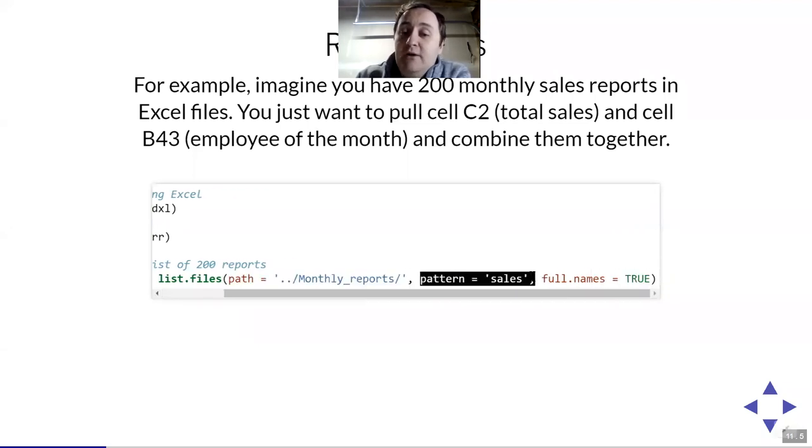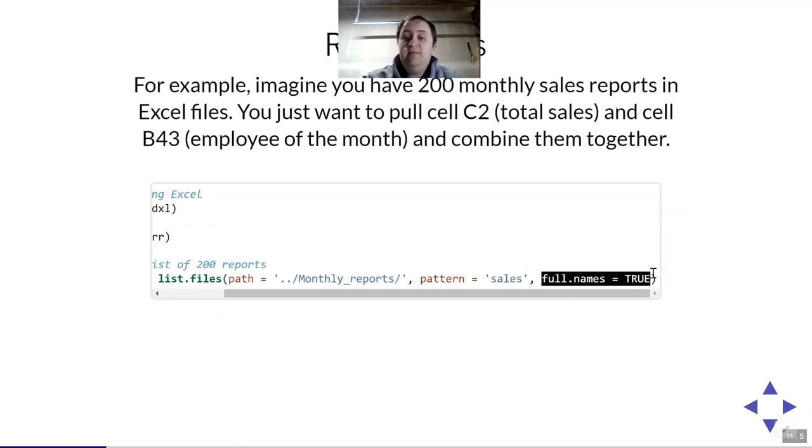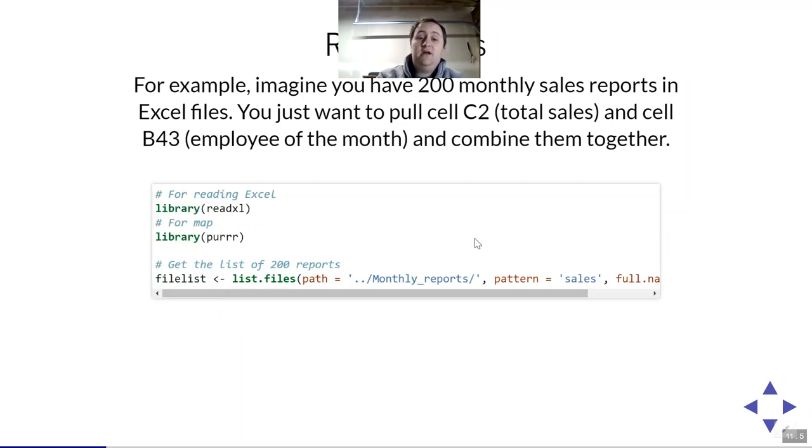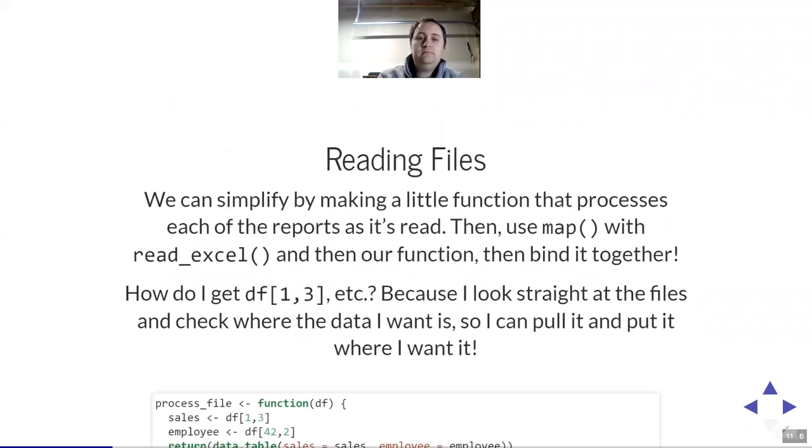I'm going to tell it to look for a pattern. Maybe there's multiple files in there, but I only want the sales report. So I'm going to look for file names that have the word sales in them. I'm going to ask for full names, which is going to give me the full file path of where those files are so that I can then read them in. So this is all going to be stored in file_list.